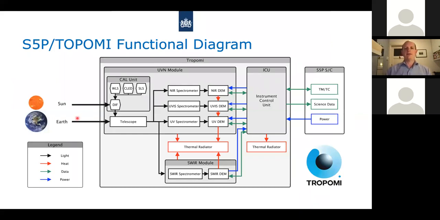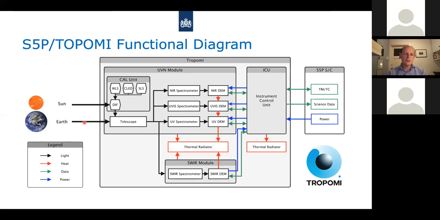Now, if you look at a functional diagram of the instrument, you follow the light. You see that light comes from the Earth onto the telescope, and then we have in total 4 spectrometers: the UV, the UVIS, and the near and the shortwave infrared. And the shortwave infrared is separate because it has to be at a different temperature than the other spectrometers. Each of these spectrometers is equipped with one of these 4 two-dimensional detectors. So we have in total 4 of these detectors that record our spectra.